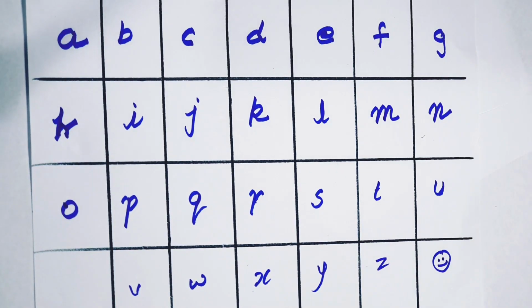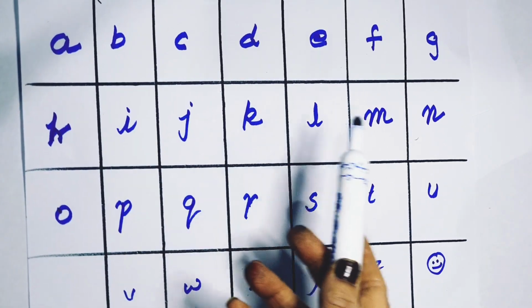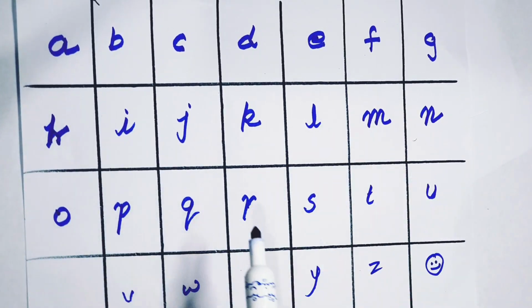So kids, today we learned A, B, C, D, E, F, G, H, I, J, K, L, M, N, O, P, Q, R, S, T, U, V, W, X, Y, and Z. Now I know my ABC.